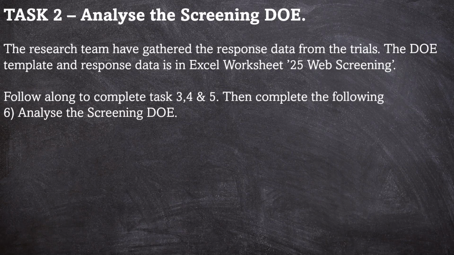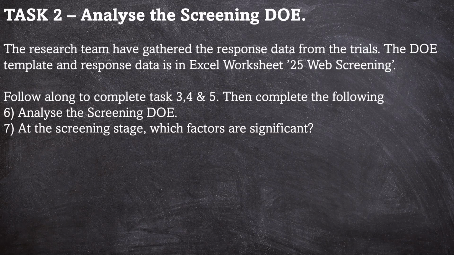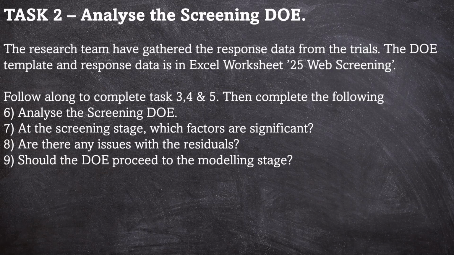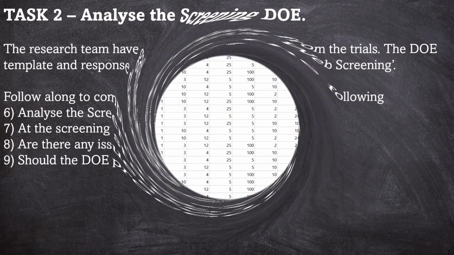So number 6 is analyze the screening DOE. Number 7, at the screening stage, which factors are significant? Number 8, are there any issues with the residuals? And number 9, should the DOE proceed to the modelling stage? So maybe that's some advice for the researchers. Should we proceed or not? And the only reason you wouldn't proceed is if you didn't find any significant factors.